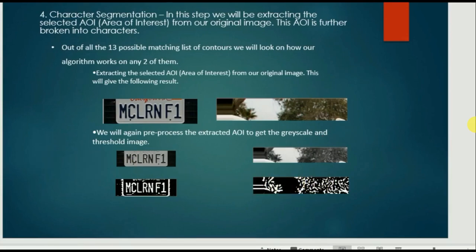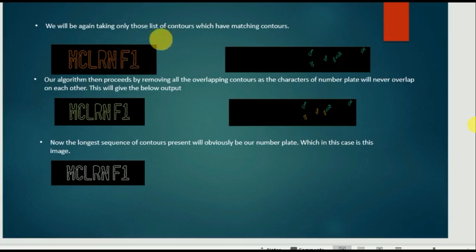Now after this we'll be finding all the contours in that image, the list of all the contours. Now we'll be taking only those contours which can be characters. After that, we'll be taking only those matching contours. In this image we have these green colored matching contours.